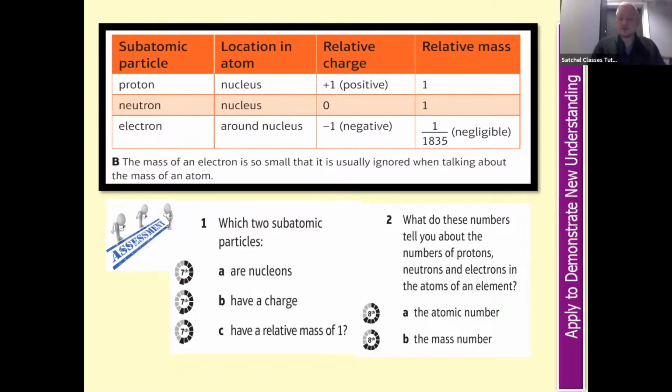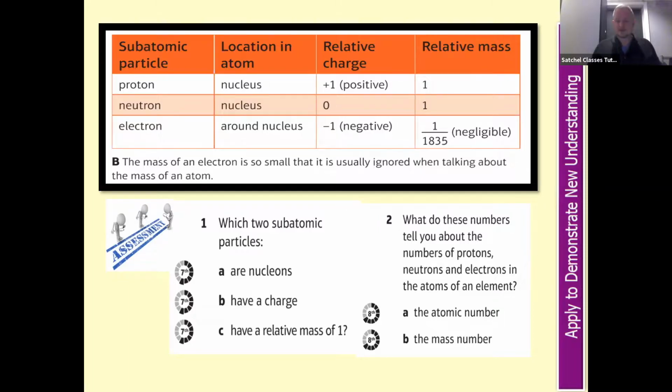Second question, what do these numbers tell you about the numbers of protons, neutrons, and electrons in the atoms of an element? This is almost a rehash of your chemistry, but it is important here as well because we're talking about atomic structure. So the atomic number is the number of protons, or the proton number, and it's almost always represented on your periodic table as the smaller of the two numbers in the atomic symbol. We'll get into that later.